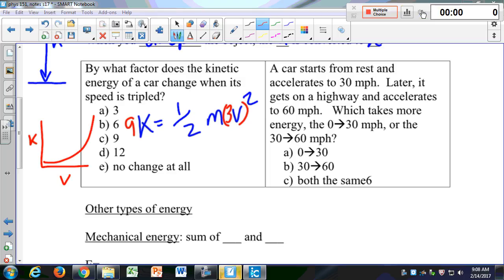That little function that I drew, that's a quadratic function. That's the K versus v squared function, if you remember from algebra or whatever you saw that in.